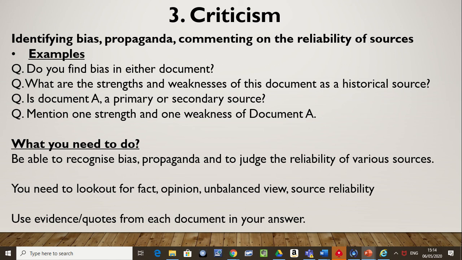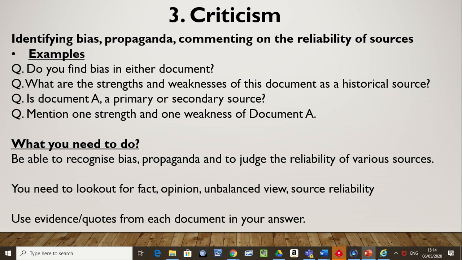The final tip here is to use evidence and quote from each document in your answer. Okay, so if you're criticizing any document, sometimes when you're criticizing a document, you're also comparing them. So you're saying, document A is strong because, and you might give a quote, whereas document B is weaker or is biased because, and you might give a quote.